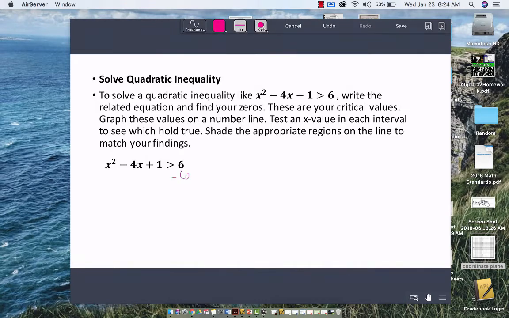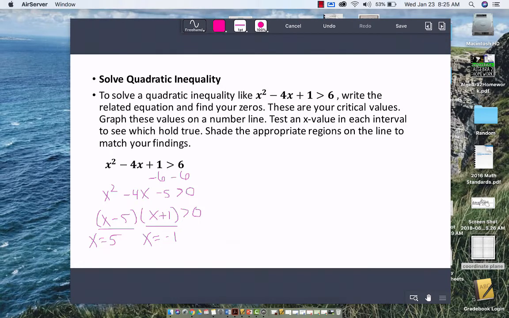But no matter what, our first step is always set our function equal to 0. So in this case, I'm subtracting 6 from both sides. And so my equation is x squared minus 4x minus 5 is greater than 0. So then I want to factor this, and it factors to x minus 5 times x plus 1 is greater than 0. And now if we set each of our factors, x minus 5 equal to 0, we'd get that x is equal to 5. And if we set x plus 1 equal to 0, we would get that x is equal to negative 1.